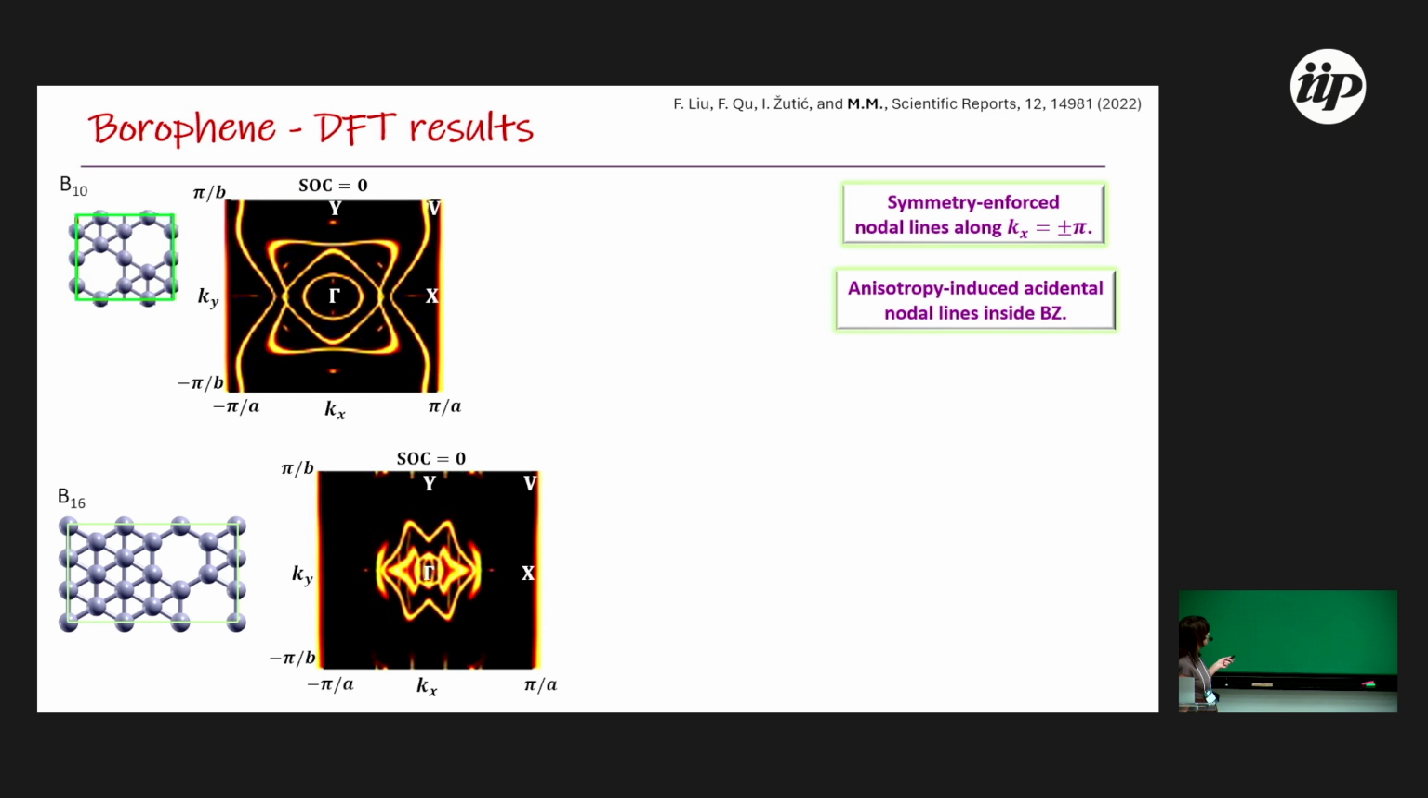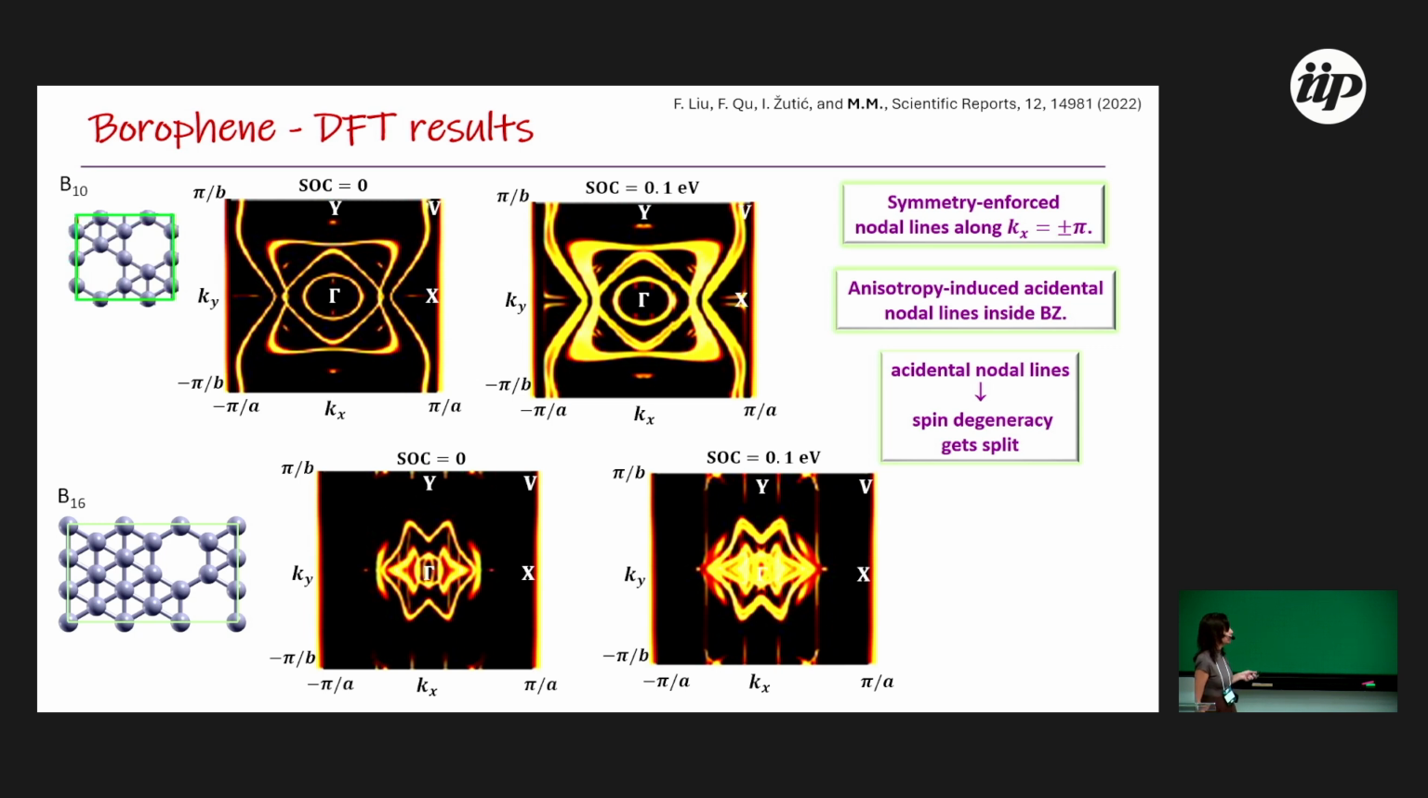So the DFT results for borophene confirm this analytical prediction. Here I'm showing results for two types of vacancy-engineered borophenes, with 10 atoms and 16 atoms in the unit cell. And you see that at kx equals plus or minus pi in units of the lattice spacing, you have the nodal line in both cases, and then you have these accidental nodal lines inside the Brillouin zone that come from anisotropy.